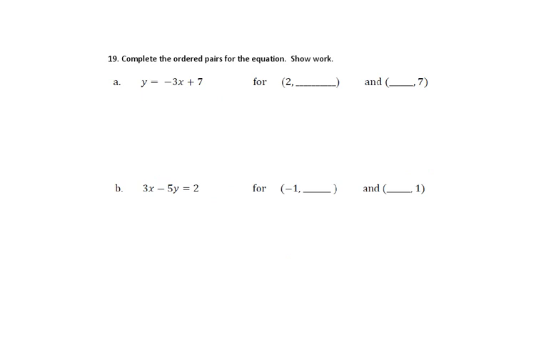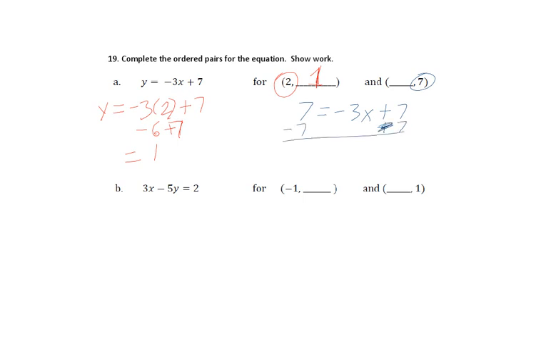Question 19 wants us to solve for the ordered pair. If x equals 2, you just got to replace x with 2. So y would equal negative 3 times 2 plus 7. So negative 6 plus 7 equals 1. That's your first answer. Next, they'd like us to replace y with 7. So 7 equals negative 3x plus 7. If you subtract 7, you get 0 equals negative 3x. And if you divide by negative 3, it doesn't matter because x is still 0. That's your second answer.